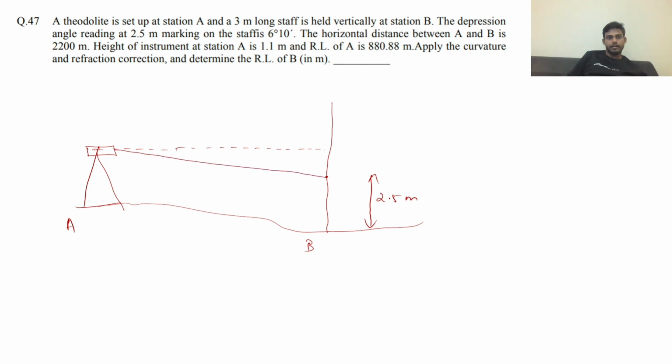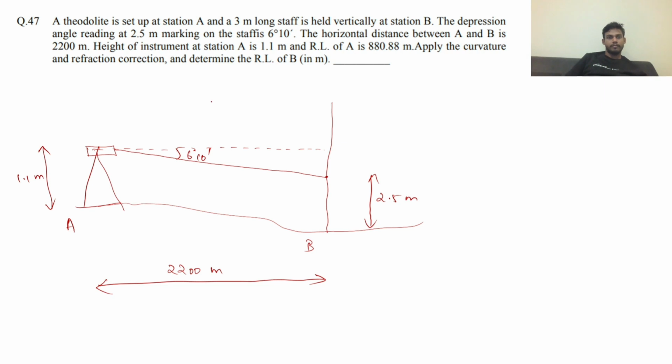Equal to 6 degree 10 minutes. The horizontal distance between A and B is 1200 meter. Height of the instrument at the station A is 1.1 meter.